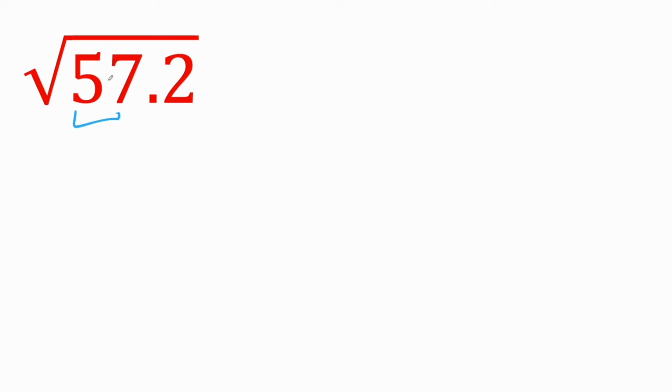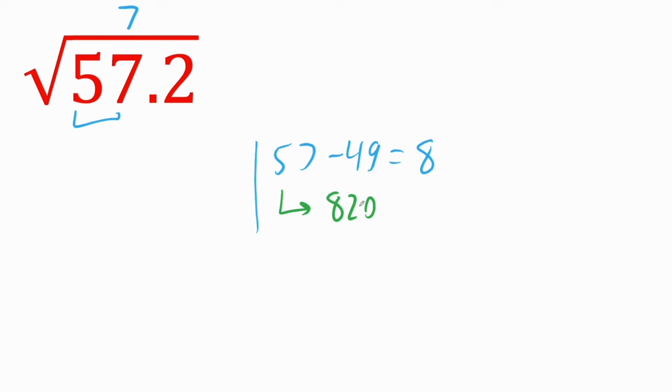So I think, 7 times 7 is 49, 8 times 8 is 64, and so I'm going to take 7. So I'm going to put a 7 right here. And then what I'm going to do is subtract. We have 57, but we're going to subtract 49, because 7 squared is 49. And we're going to get 8. Then the next step is we take the next two numbers. We have 8. Then we're going to put a 2. We have nothing else, so I'm going to put a 0. So 820.